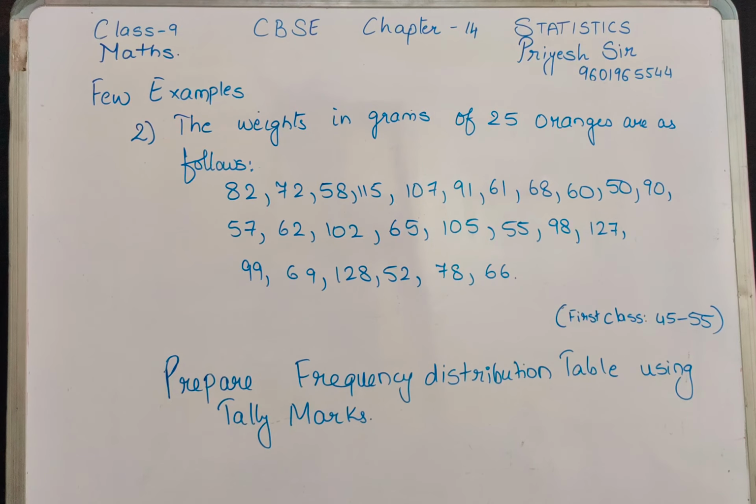Second example, the weights in grams of 25 oranges are as follows. Here you have to take the first class as 45 to 55, where the class length will be 10, and the last class will be 125 to 135. You have to prepare the frequency distribution table using the telemarks.